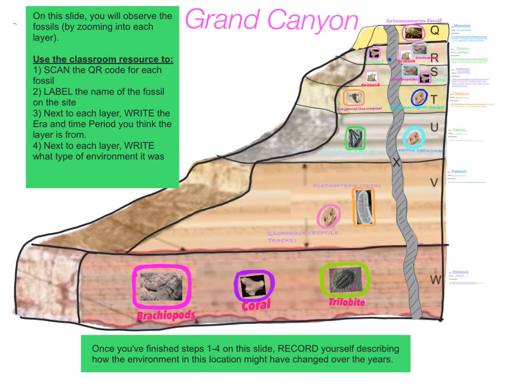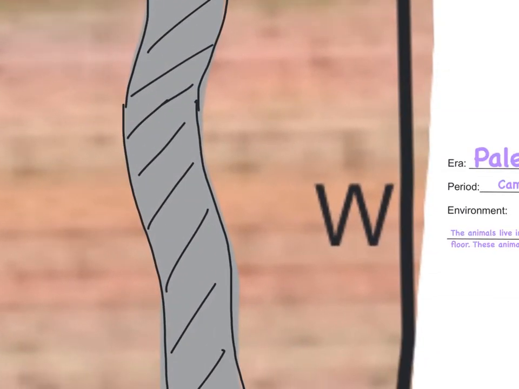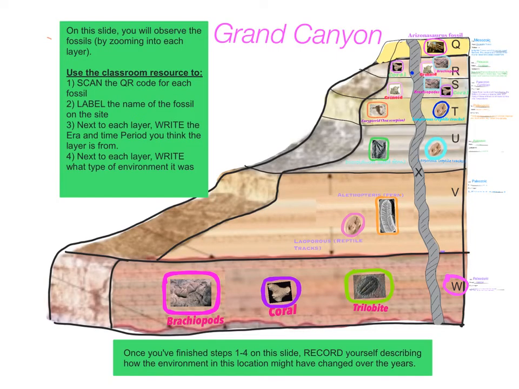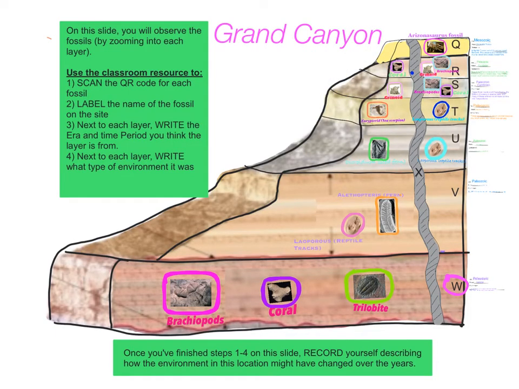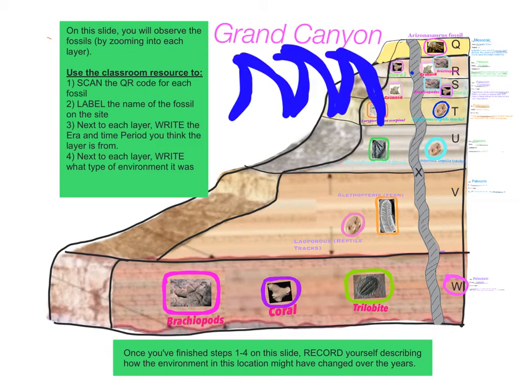In this slide, I'm going to tell you how the environment in the Grand Canyon has changed over many years. In the first rock layer, W, the environment these fossils lived in was the ocean, mainly on the ocean floor. I know this because a fossil in this rock layer is coral. And today, we know coral lives at the bottom of oceans.